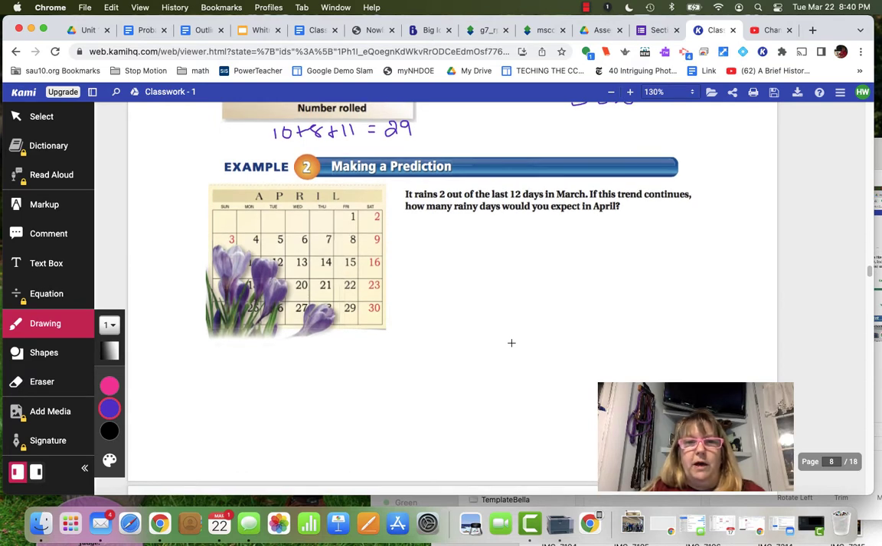All right, making a prediction. It rained 2 out of the last 12 days in March. If this trend continues, how many rainy days would you expect in April? So we're going to talk about the probability of rain happening. It rained 2 out of the last 12 days in March, so we know that probability in March was 2 over 12.